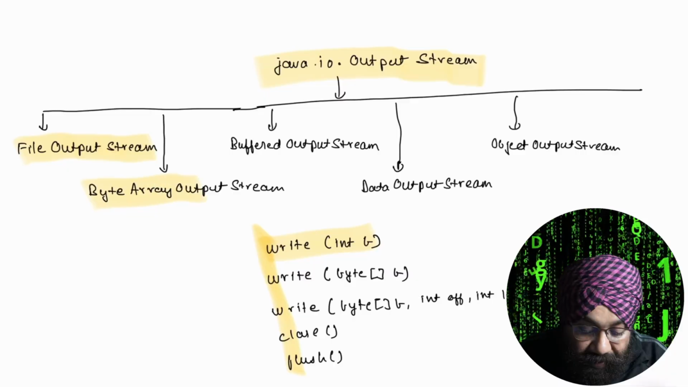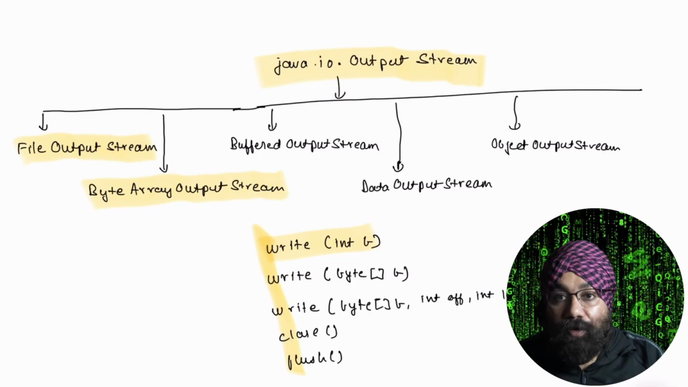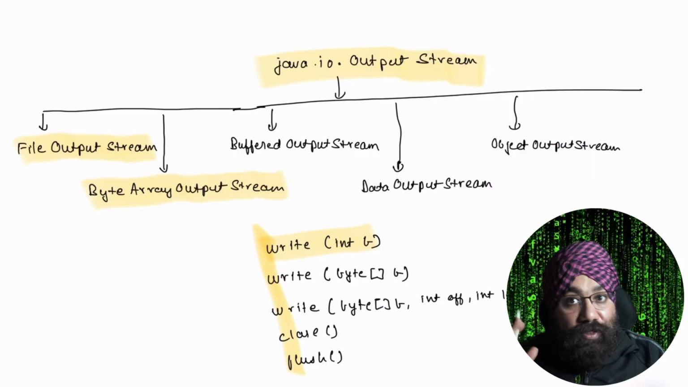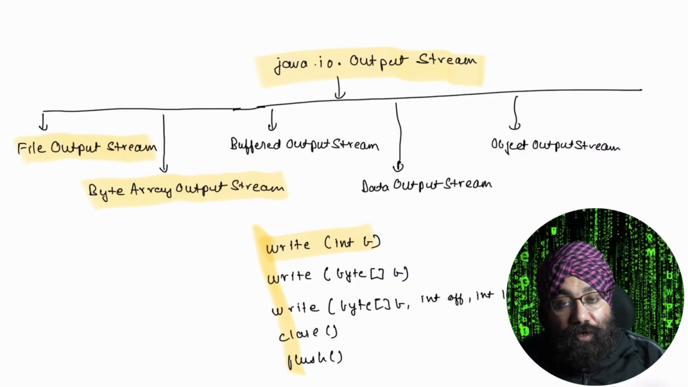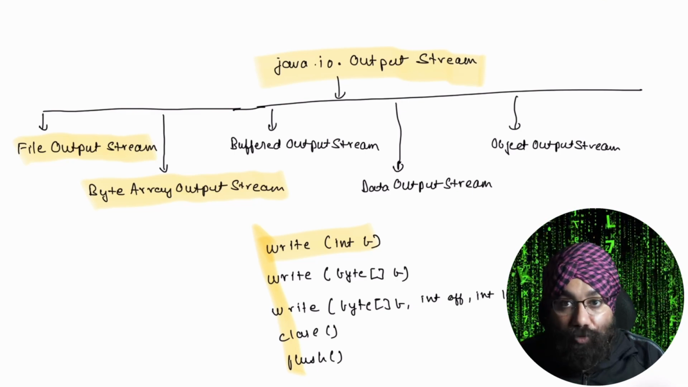Then there is a ByteArrayOutputStream. Just like in input stream, if you want to write to a byte array, you should use the ByteArrayOutputStream. There, if you want to read from a byte array, you should use the ByteArrayInputStream. Similarly, we have the ByteArrayOutputStream.